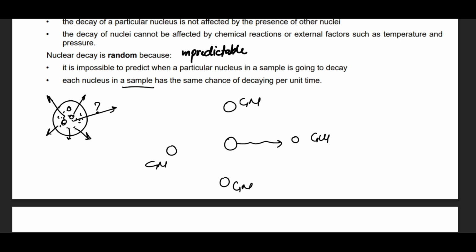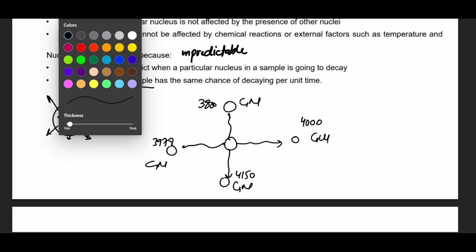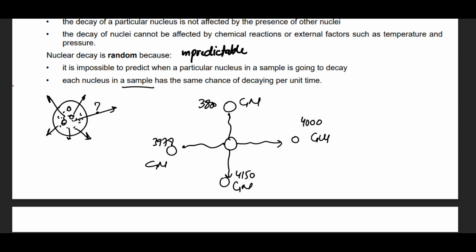The radiation received by these GM tubes, even though they are at the same distance, will give different readings. For example, this could be giving 4,000 counts per minute, this could be giving 3,800, this could be giving 3,900, and this could be giving a reading of 4,150. So although they have the same distance, the radiation received by them is different. This also adds to the randomness of radioactive decay.